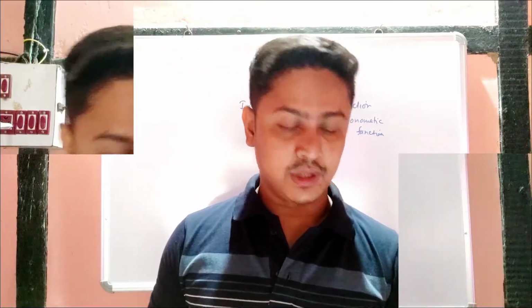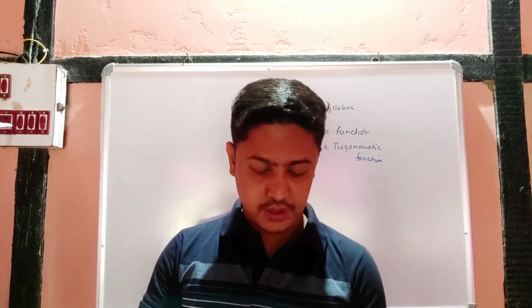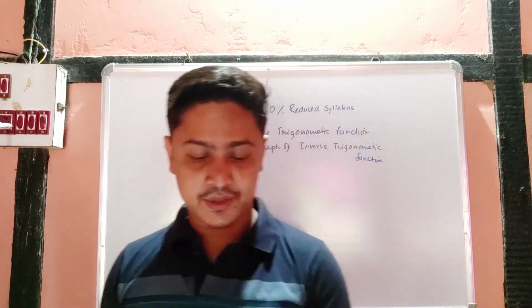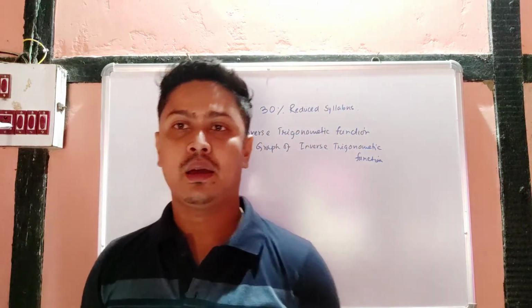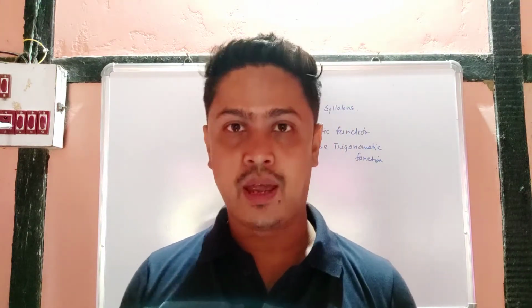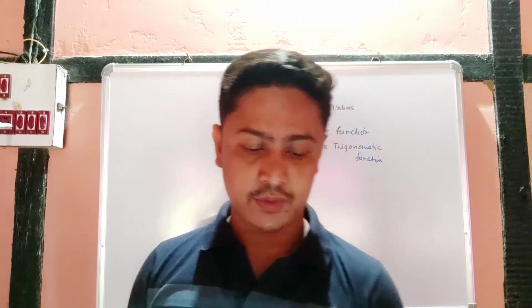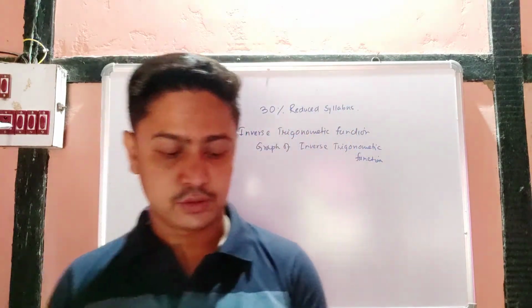So in the determinants chapter, the portions included are consistency, inconsistency and number of solutions of system of linear equations by example, and the remaining portions are excluded. The excluded portions are already in your books, so you have to see your book so that you are able to know the excluded portions.